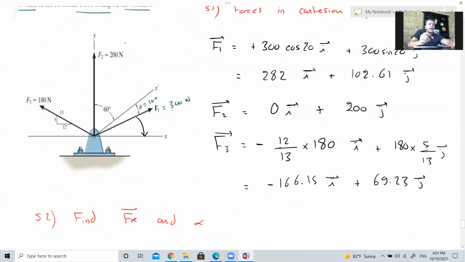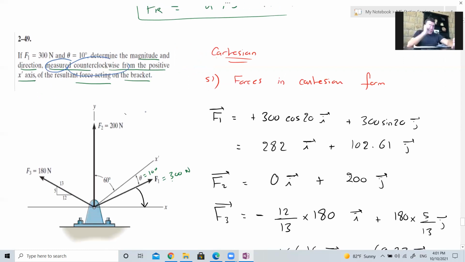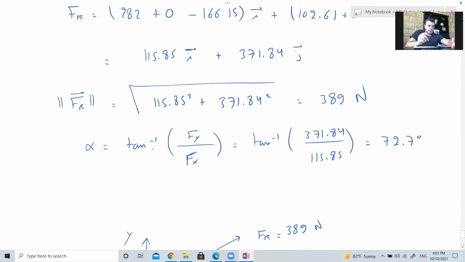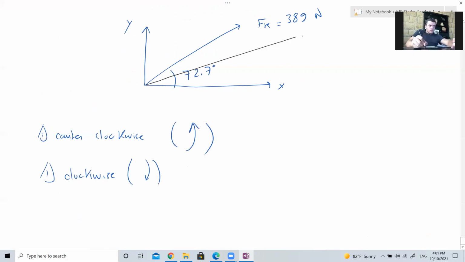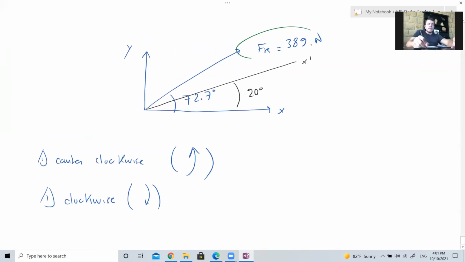They are telling you to find the angle as measured counterclockwise from the positive x prime axis. This is the x prime. So we need to find the angle of FR measured anticlockwise from x prime. This angle is what we need to find, theta R, which they are asking about.